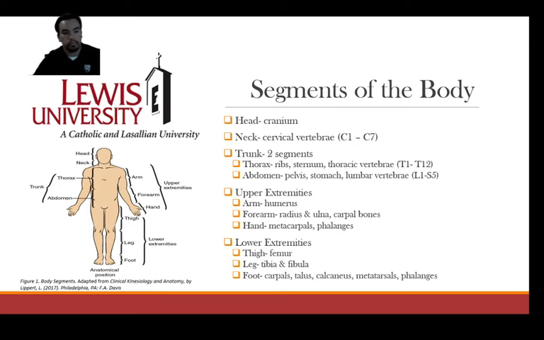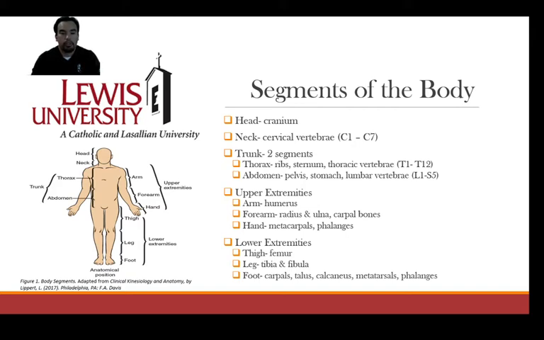Okay, we have the trunk, which is two segments. We have the thorax, which is our ribs, our sternum, and our thoracic vertebrae. That's T1 to T12. Now, when I say these C's and T's and L's, that's vertebrae that we are referencing there. The abdomen is the pelvis, the stomach, and the lumbar vertebrae. And then S is your sacrum, which the lumbar vertebrae sit upon.